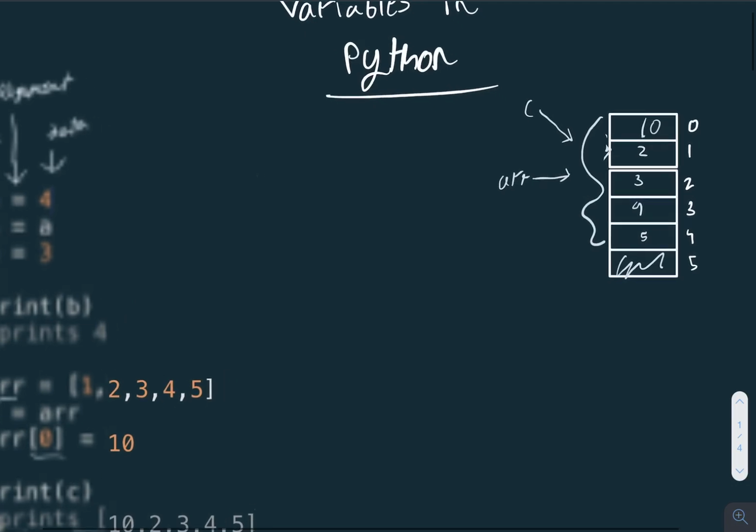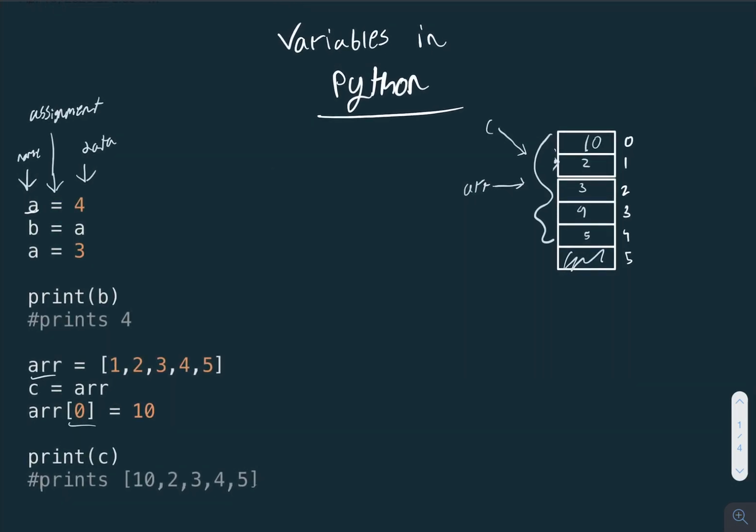So that was the gist of variables in Python. Just remember that variables reference objects stored in memory, and they can hold information for you that you can reference later. They're extremely important.